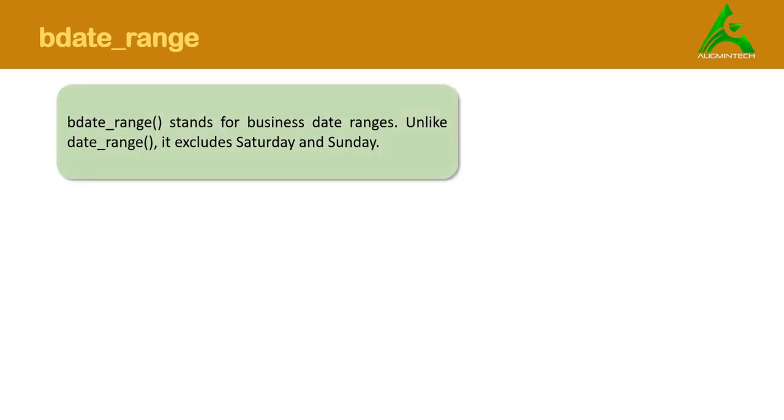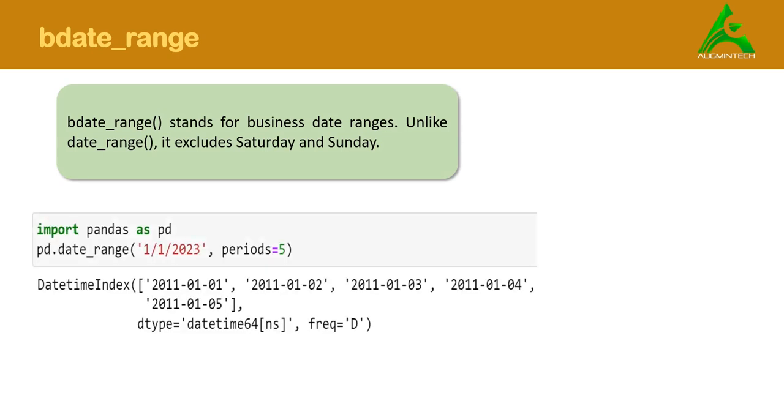Now let's see what is bdate_range. The bdate_range function or method stands for business date ranges. Unlike date_range, which includes Saturdays and Sundays, this bdate_range excludes the Saturdays and Sundays, and it will be only covering the weekdays. So we first import pandas as pd and then specify the date to the date range along with the periods. It will return us the frequency as well as the dates from the specified date to the value for periods.